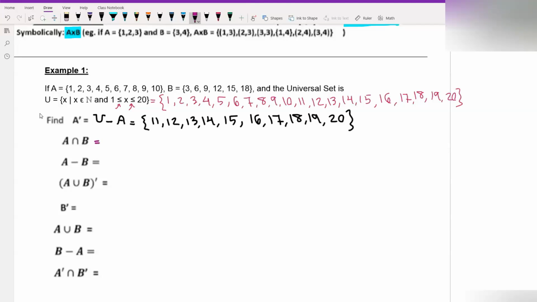Next one is A intersection B. What A intersection B means, we have to see if we have any members in common or any elements in common between A and B. So these are in common, and the answer is 3, 6, 9.